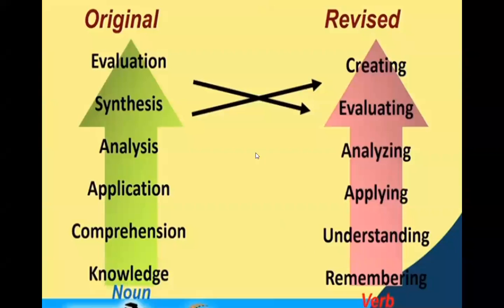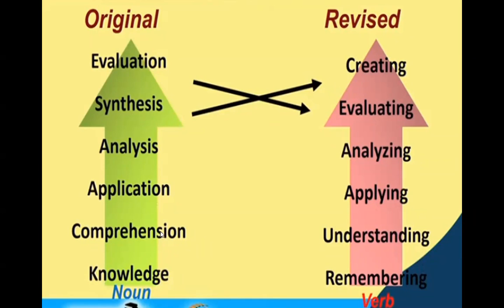You have two methods of representing this. One is the noun form and the other one is the verbal form. So in the noun form, the lowest level is knowledge, comprehension, application, analysis, synthesis, evaluation. Okay. So highest level is evaluation.